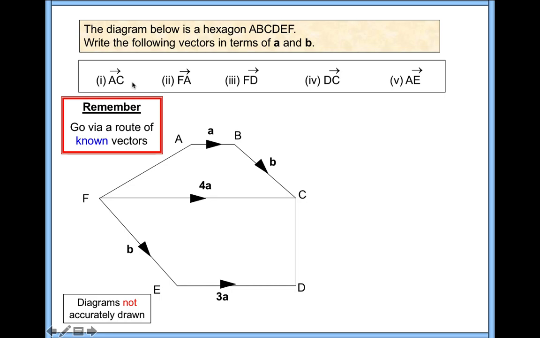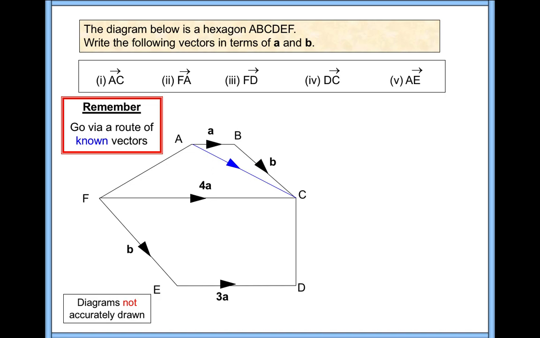See, always the rule of vectors is you have to go via route of known vectors. So, first question is vector AC. Okay, students, now I will draw for you vector AC. See, I have drawn vector AC with the blue arrow, showing that it is from A to C.